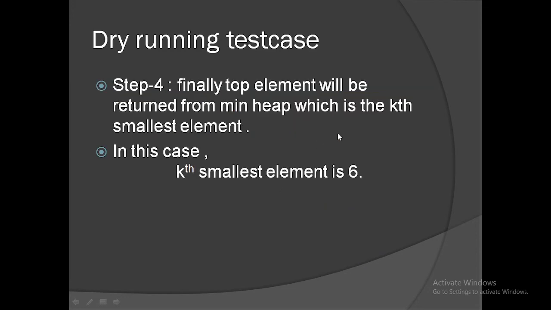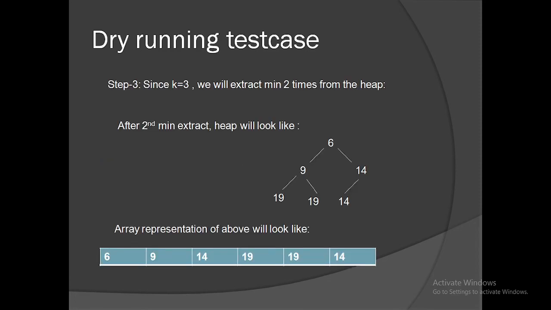Okay, now finally, since we have only k as 3, we will only extract 2 times, not more than 2, because if we extract a third time, it will remove that value and we will get some other value instead of this 6. We will get 9 here, and that will not solve our problem.